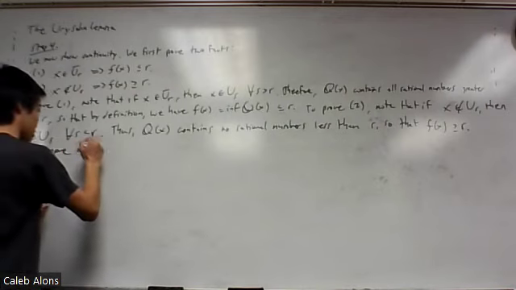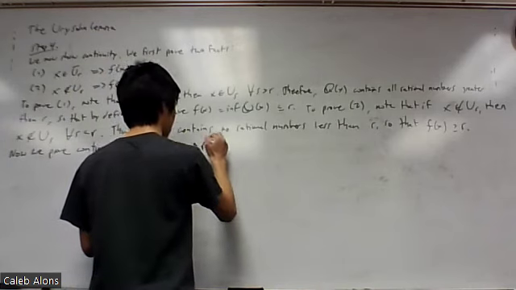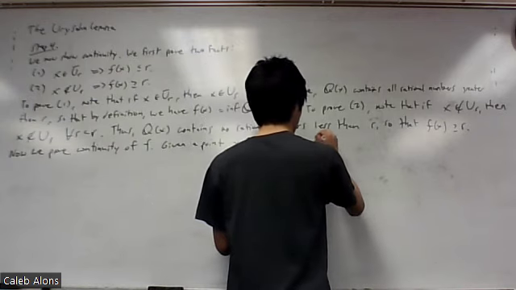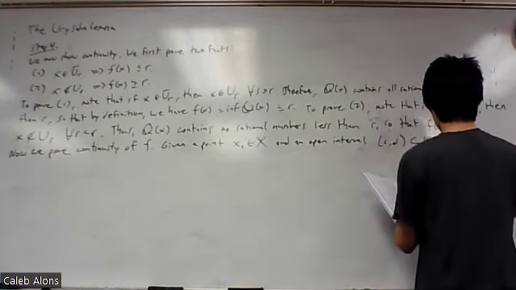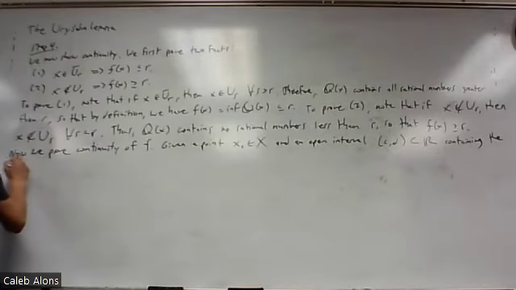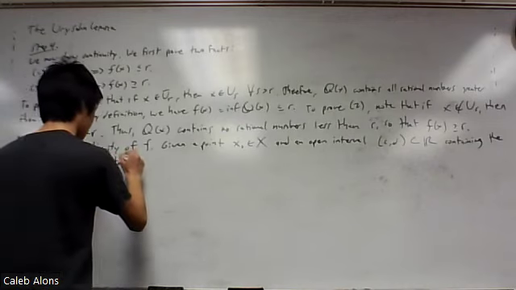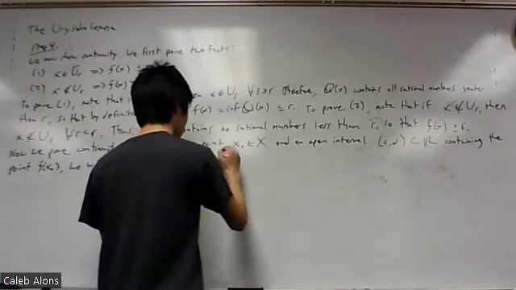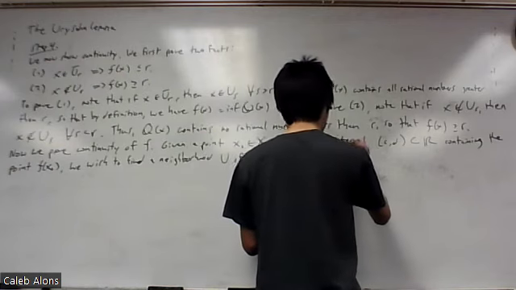We prove continuity of f. So given the point x naught in space X and an open interval CD subset of R containing the point f of x naught, we wish to find a neighborhood, which will be open, U of the point x naught such that the image of this neighborhood is a subset of this open set.